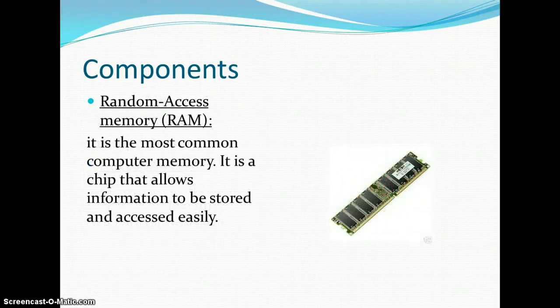Since people usually use their computers to save files, the computers need to have a lot of storage and memory. This is where the RAM comes in. RAM stands for Random Access Memory. It is the most common computer memory. It is a chip that allows information to be stored and accessed easily. Each computer has a maximum amount of RAM, and that is why computers are able to store so much information.